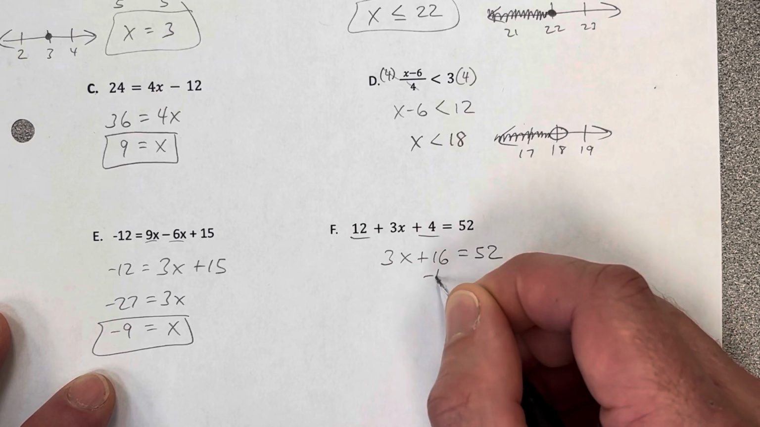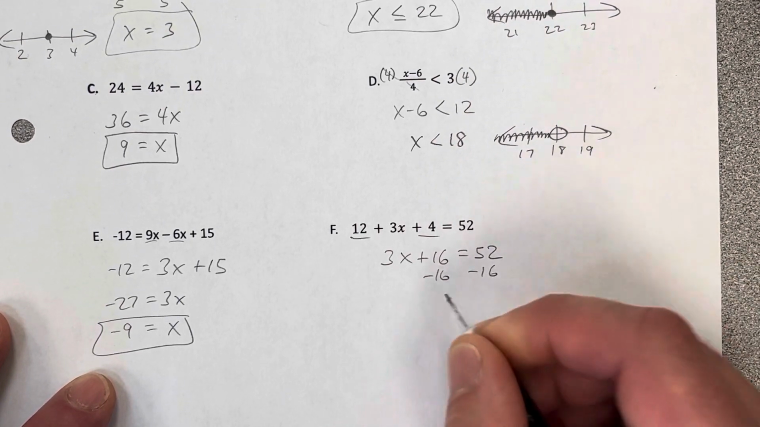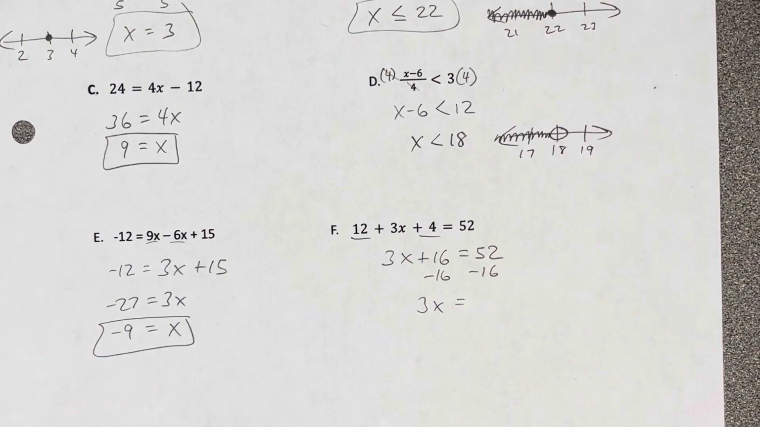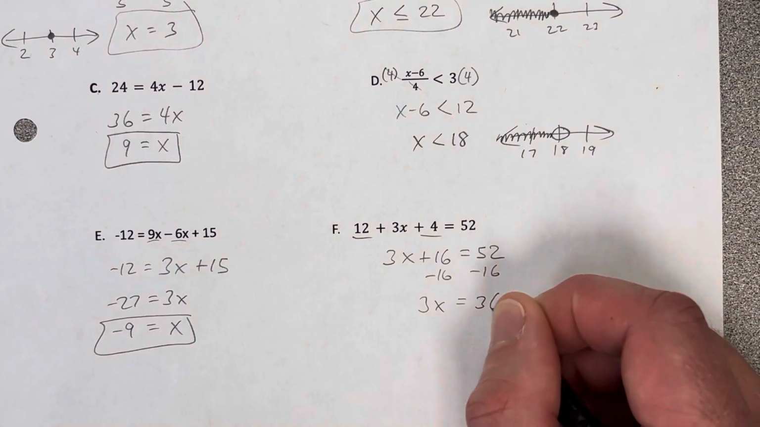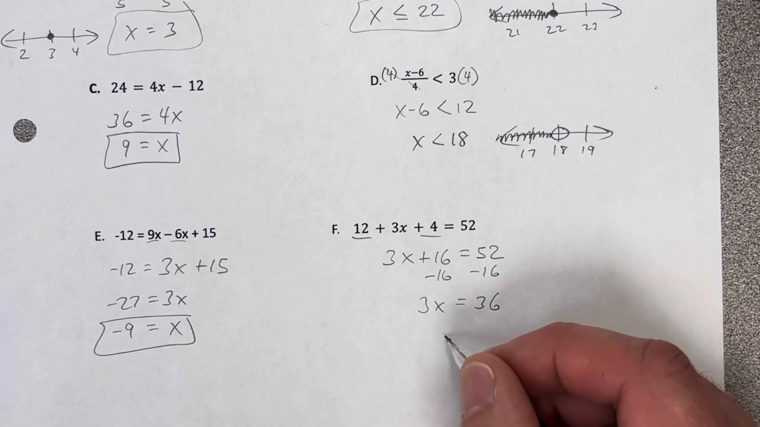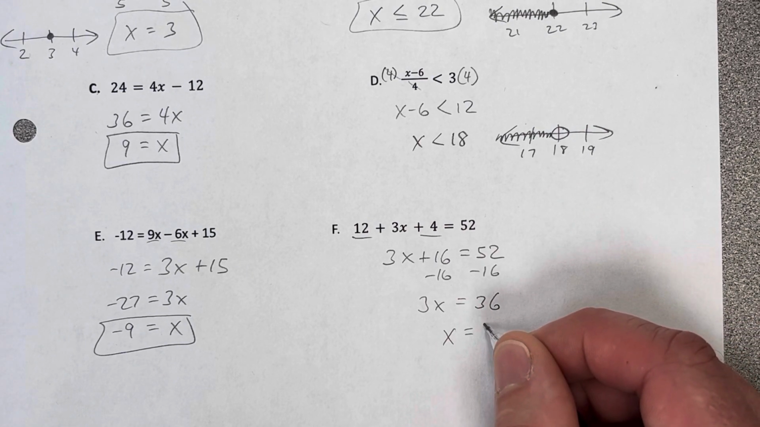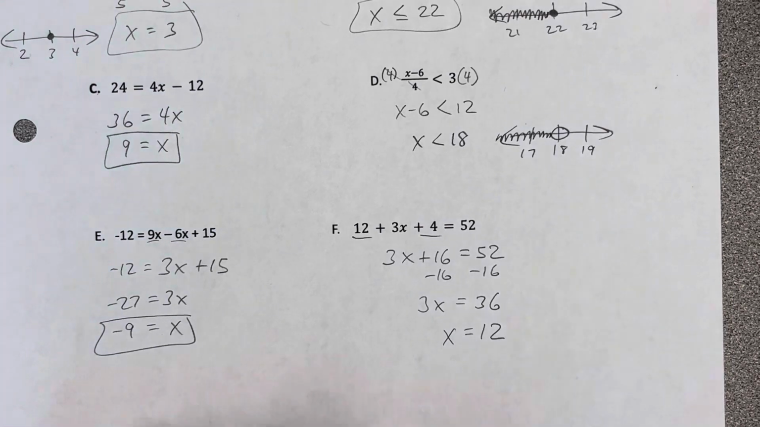I guess I'll show every little step here. Oh, 52 minus 16. I should have that in my head right away, but I don't have my key in front of me. I'll grab a calculator. I don't want to make a mistake here. That makes sense. It's 36. Divide by 3, and we get 12.